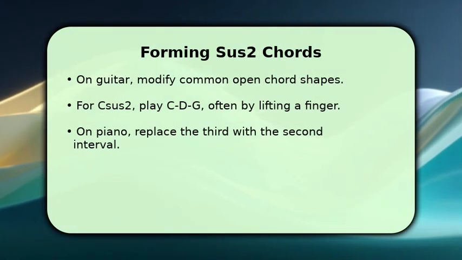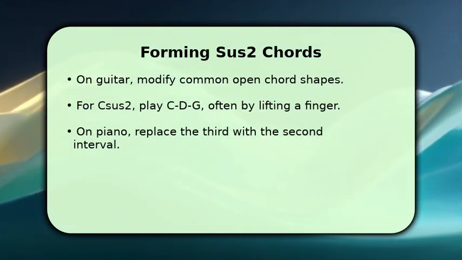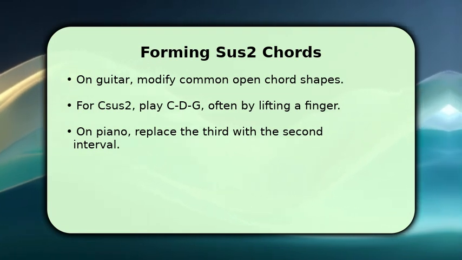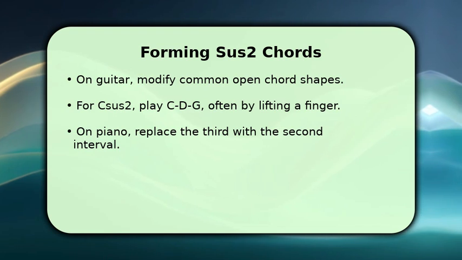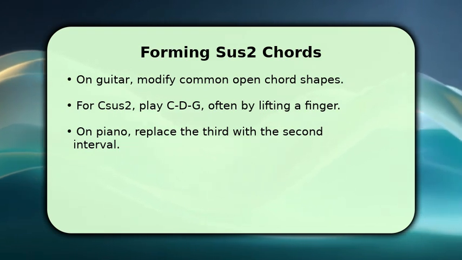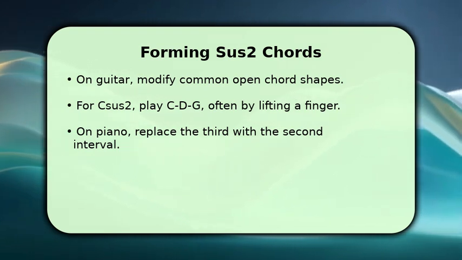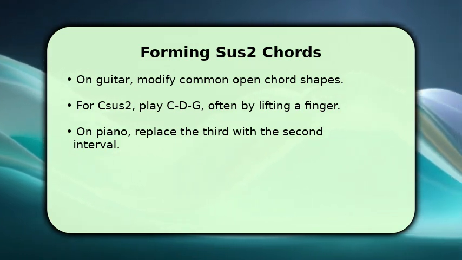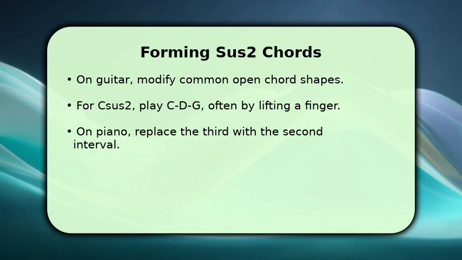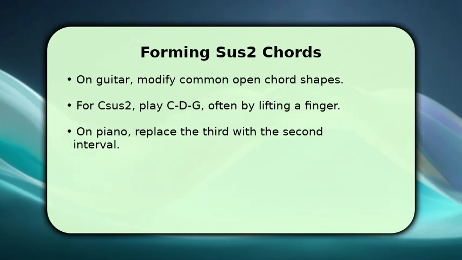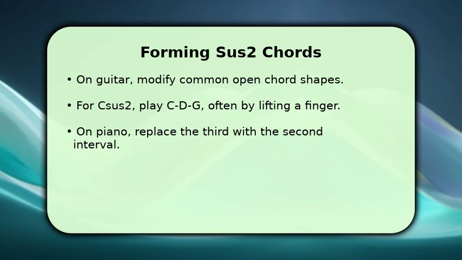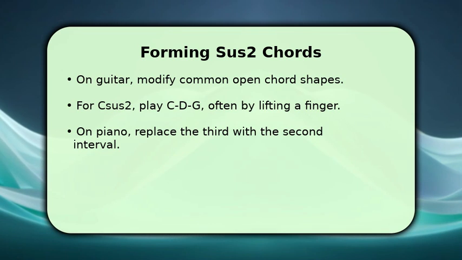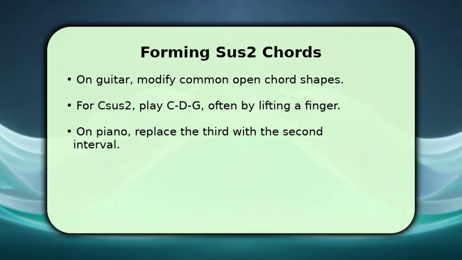Playing Sus2 chords is quite straightforward. On guitar, you can often modify existing open chord shapes. For instance, to play a C Sus2, you can form a C major chord and then lift your middle finger from the D string, allowing the open D string to ring out, giving you CDG. For piano, simply take any major triad, like CEG, and lower the middle note, the third, by one whole step. So E becomes D, resulting in CDG for C Sus2. Experiment with these simple adjustments to discover many new voicings.